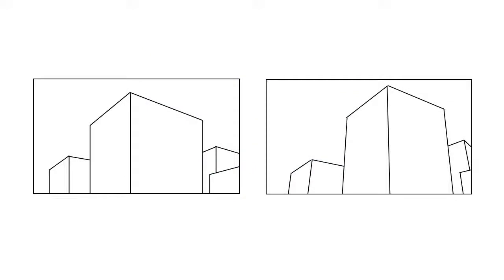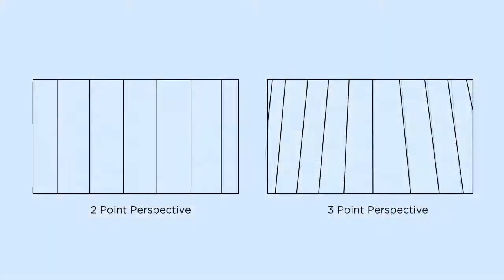Can you tell the difference between these two drawings of boxes? Well, you might notice that the one on the right seems a little bit more like a realistic upshot, like a low-angle photograph looking up at buildings. Well, what you're seeing here is the difference between 2-point and 3-point perspective.